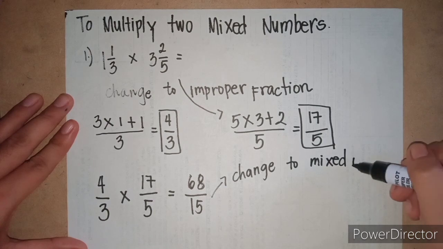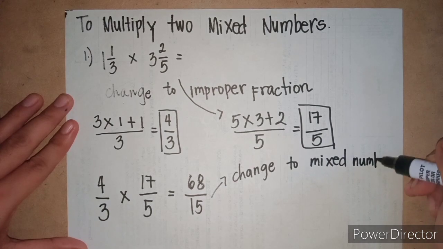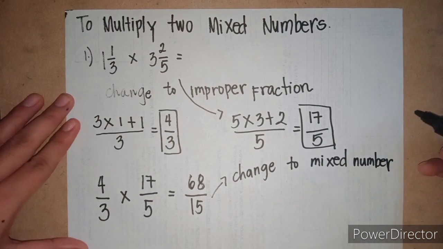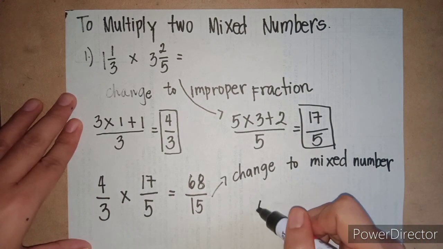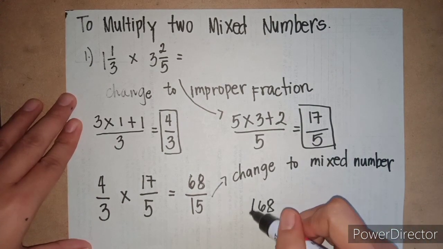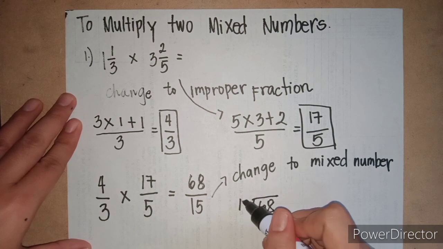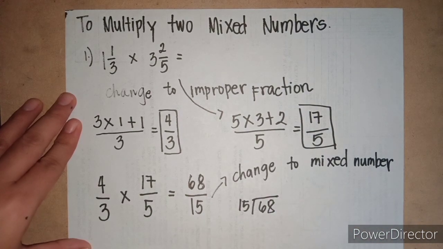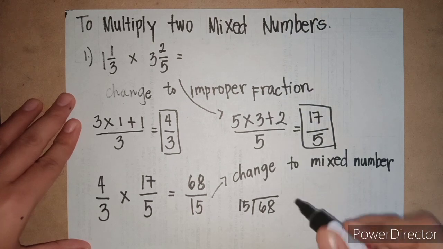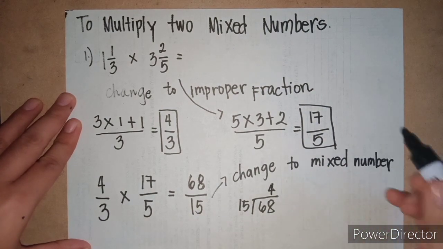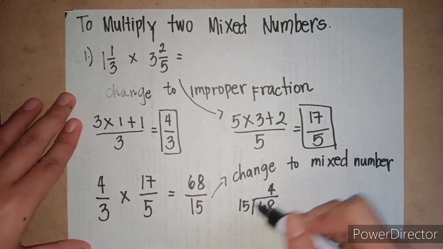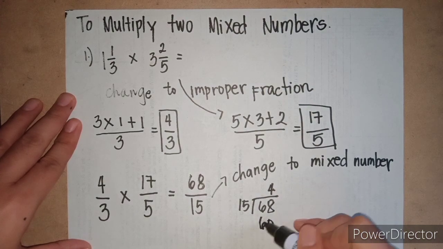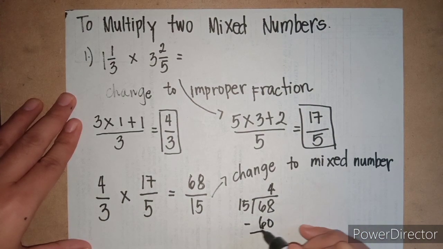Okay, now we're going to divide 68 over 15. So we have now 68 divided by 15. Okay, the answer is 68 divided by 15 equals 4. So 4 times 15 equals 60. Then subtract 68 minus 60 equals 8.